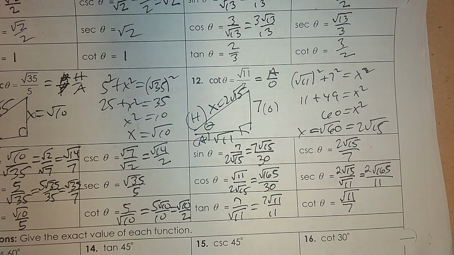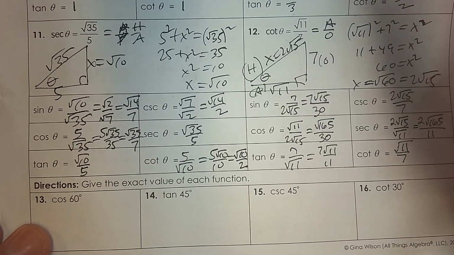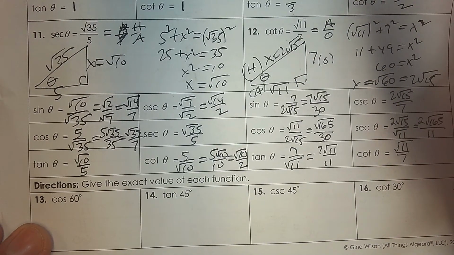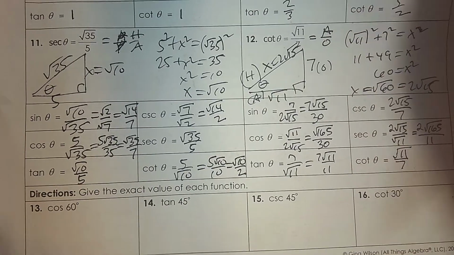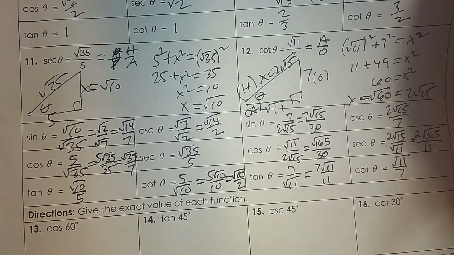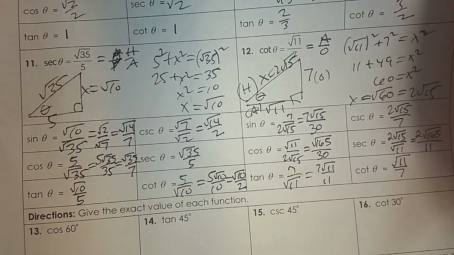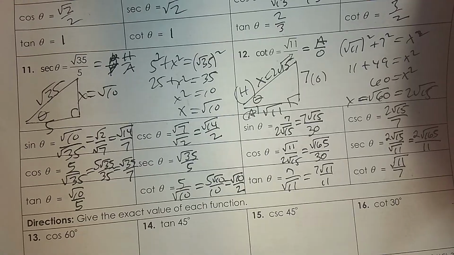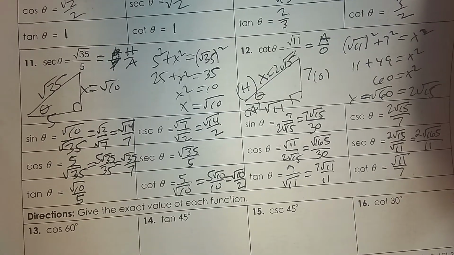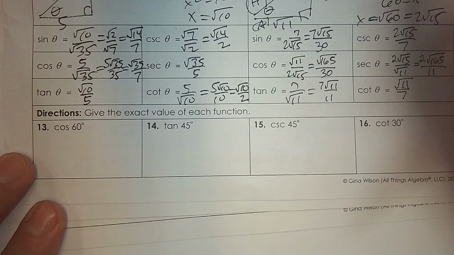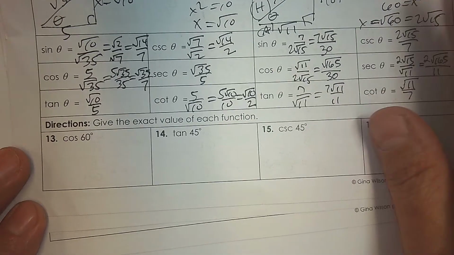All right, good work. All right, next, give the exact value of each function. Cosine 60, tangent 45, cosecant 45, and cotangent 30. So each of these are special right triangles. If I want to do this with special right triangles, I need to know my special right triangles. So let's make sure we know what they are. I'll draw it right here.